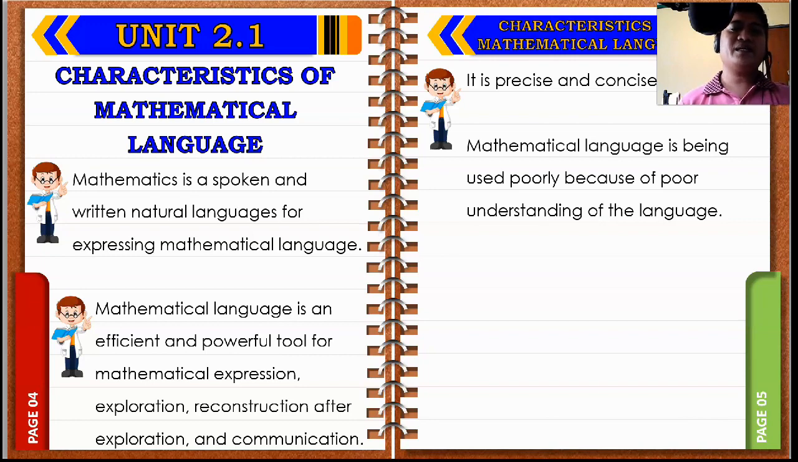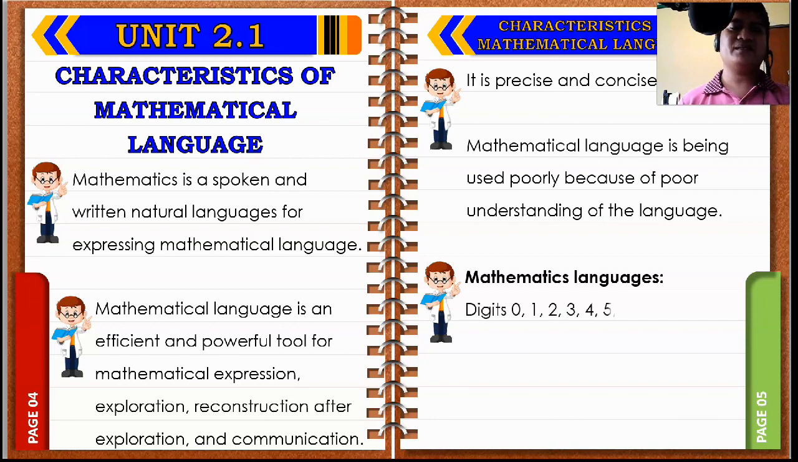But some mathematical language is being used poorly because of poor understanding of the language. Notably, mathematics has its own language, much of which we are already familiar with. For example, the digits: 0, 1, 2, 3, 4, 5, 6, 7, 8, 9.